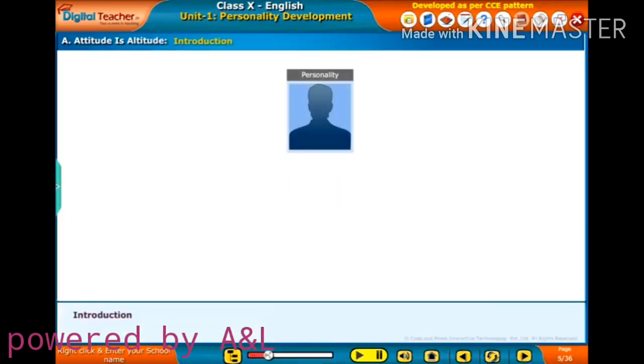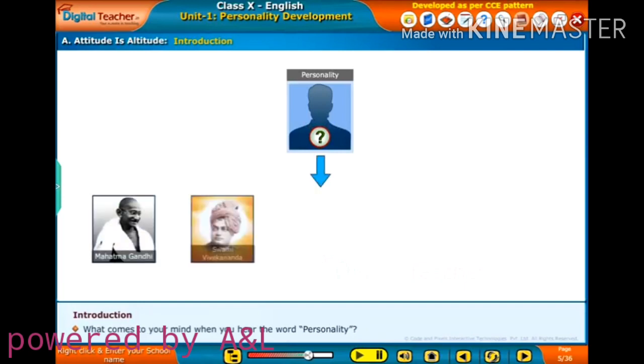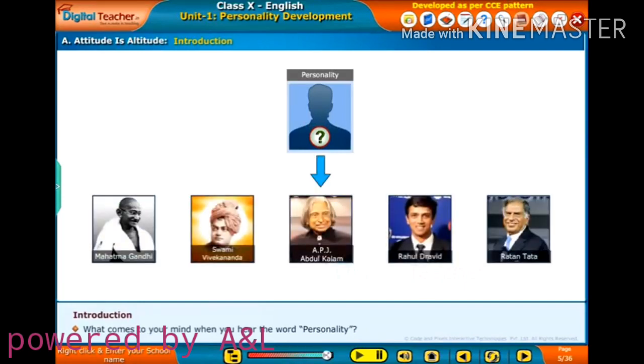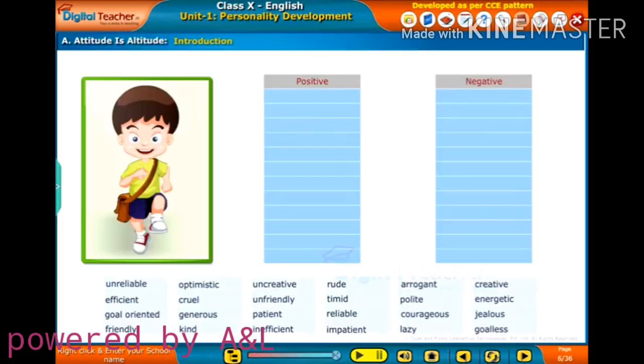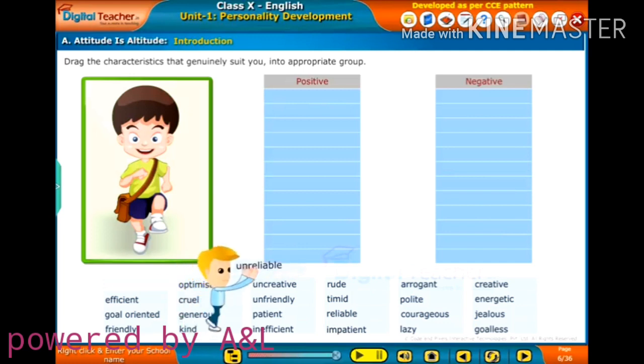Introduction to personality. What comes to your mind when you hear the word personality? What are the major characteristics you possess, positive or negative? Let us do a small activity. Drag the characteristics that genuinely suit you into appropriate group.